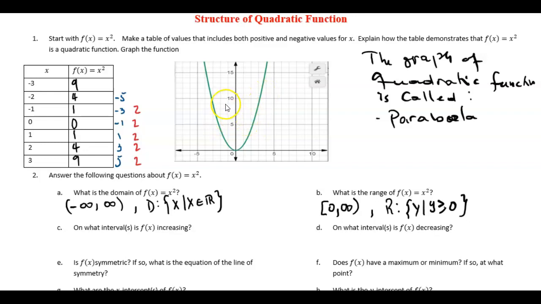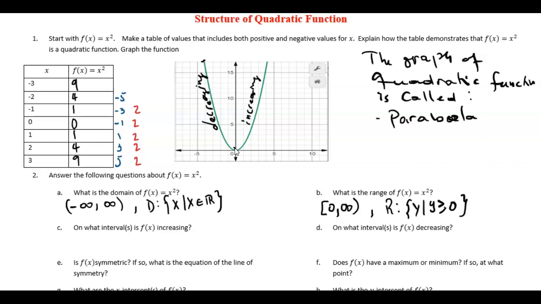So looking at this graph right here, from the left side, we can see from here to here, going down, all the way to here, the graph is decreasing. So we can see on this side right here, the graph is decreasing. It decreases from here to here, and then at this point right here, it starts increasing. So we can conclude the graph is increasing from zero. That's zero right here.